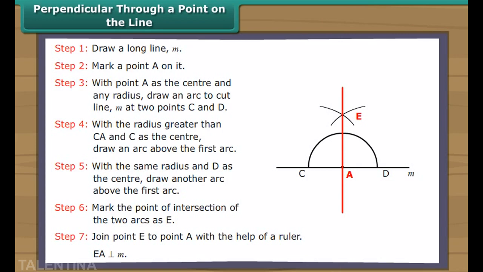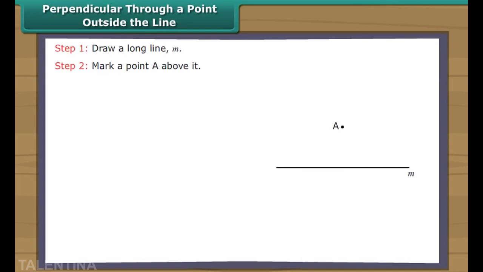AE is perpendicular to line M. Perpendicular through a point outside the line. Draw a long line M. Mark a point A above it.